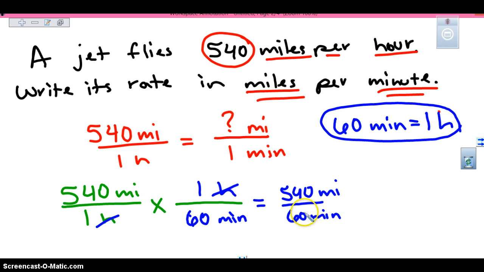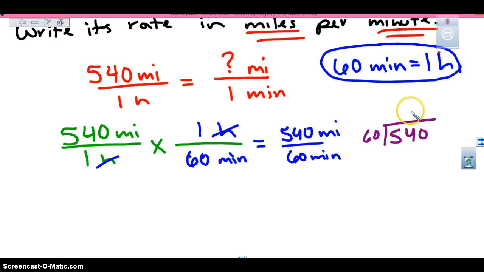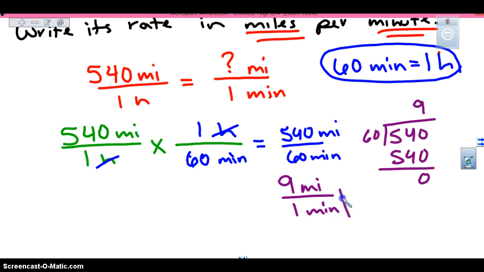How do I change this to miles in 1 minute? Well, I have to divide 540 by 60. 60 times what is 540? Times 9. 9 times 60 is 540. So that means 9 miles in 1 minute.